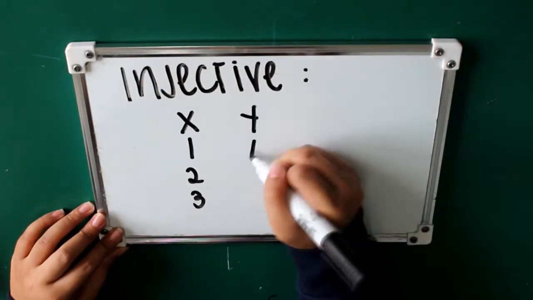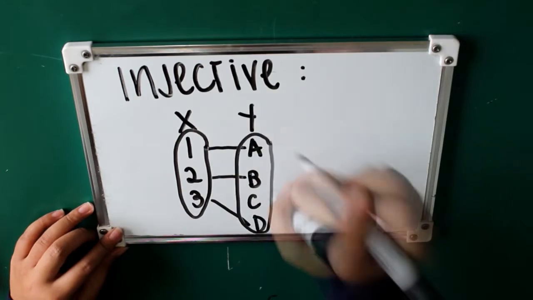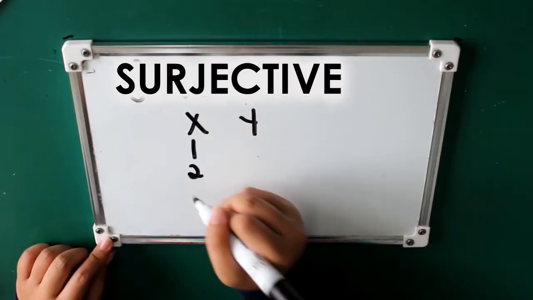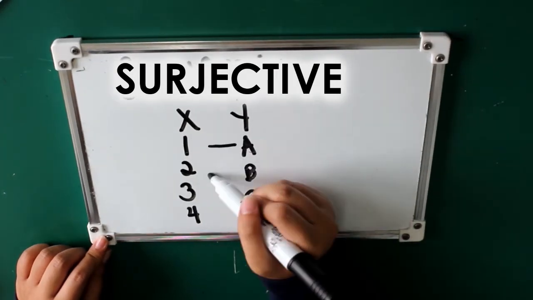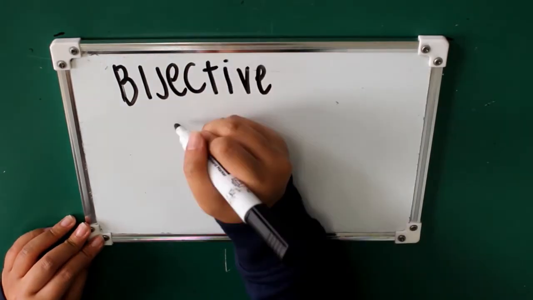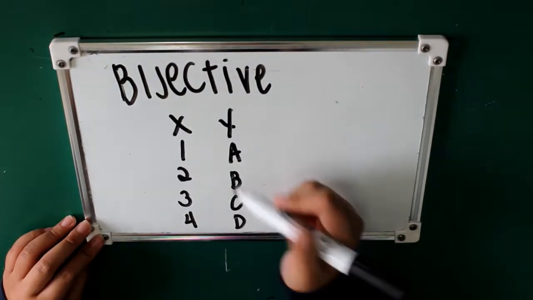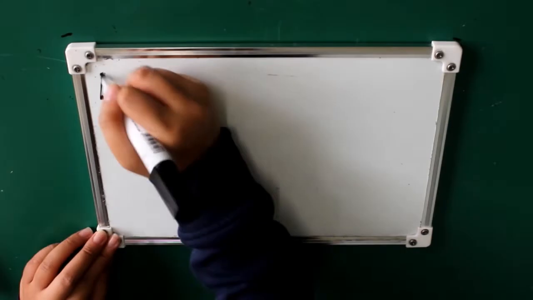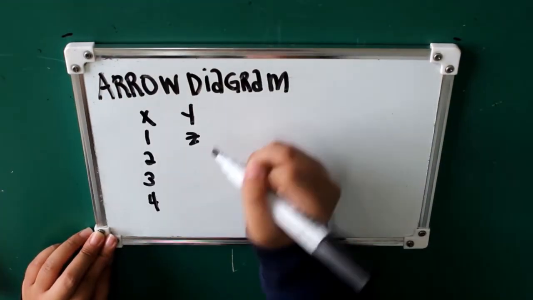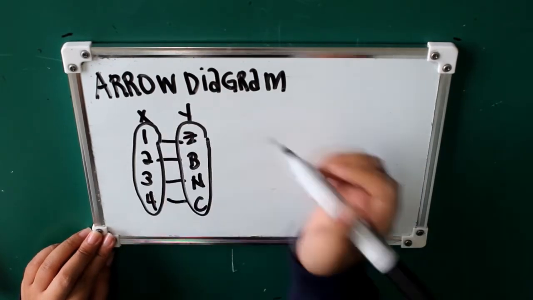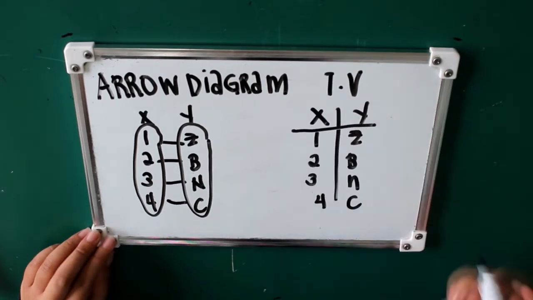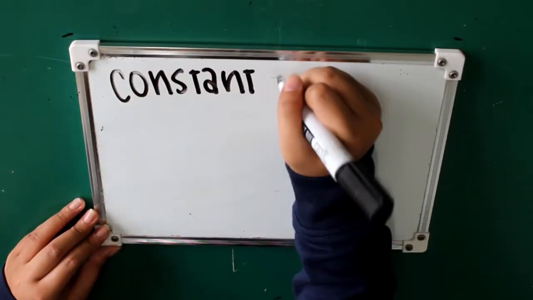Injective: there are more outputs than inputs. Surjective: two or more inputs have the same output. Bijective: we have a one-to-one correspondence. The different ways of representing functions are mapping or arrow diagram and table of values. Now for the 6 types of functions, I will be helped by my co-tutor, whom you will see later on.